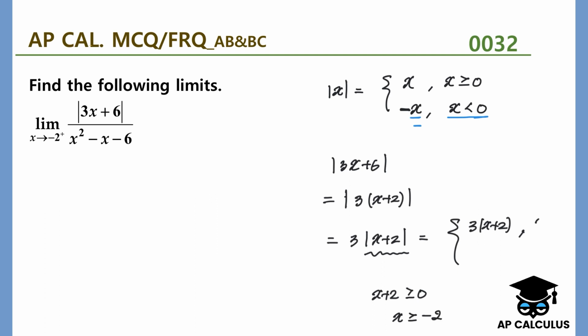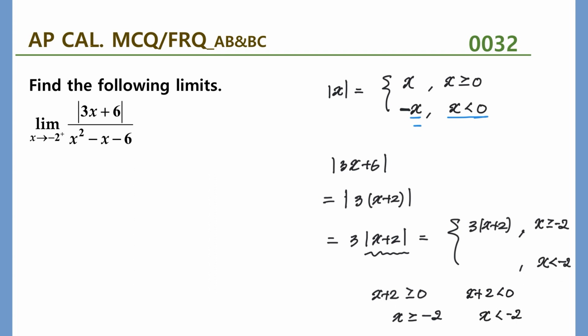So if x is greater than or equal to negative 2, 3 times absolute value x plus 2 is just 3 times x plus 2. What if x is less than negative 2? That means this x plus 2 is negative, right? Let me just write it right here. If x plus 2 is negative, then x is less than negative 2, right?